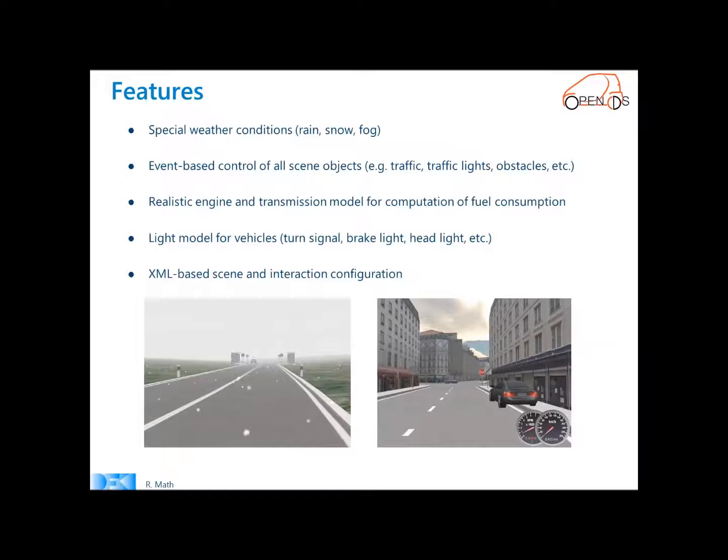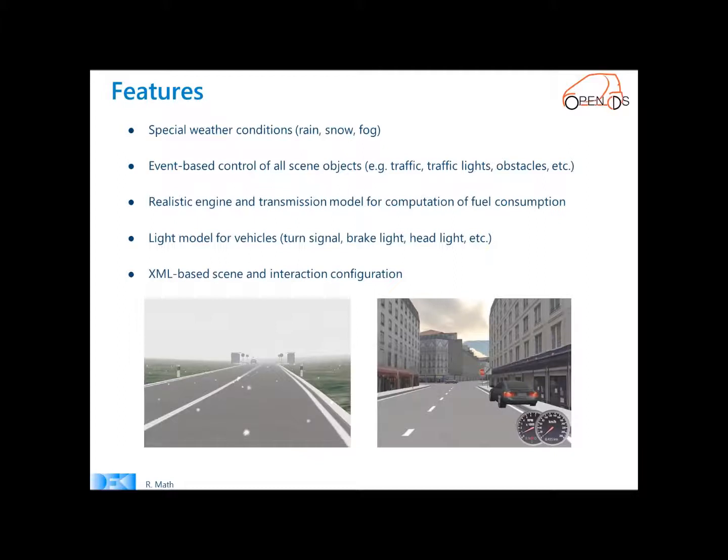Yeah, then we have special weather conditions. We have rain, snow, and fog. We could also drive at night. We could reduce light and maybe apply a stars and moonshine texture as skybox. For that case, we would have a light model in all the vehicles. We have headlight, brake light, and a turn signal for them. All the driving cars are equipped with a realistic engine and transmission model. This could be used in order to compute fuel consumption for eco drive tasks.